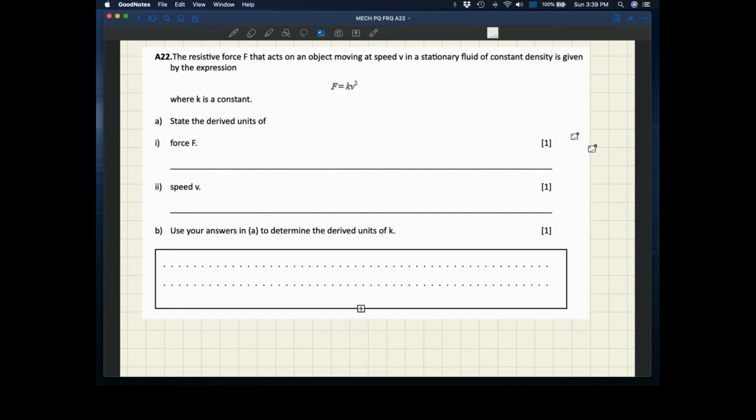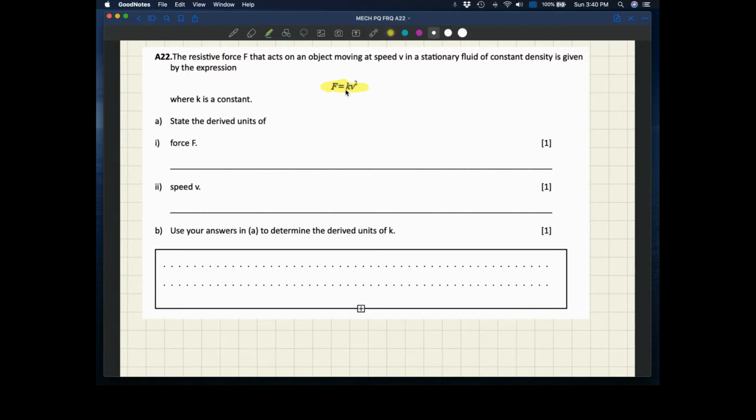So this question, we are told that a resistive force acts on an object moving at speed in a stationary fluid of constant density. And so that is our relationship, the force being proportional to the velocity squared, where k is a constant.